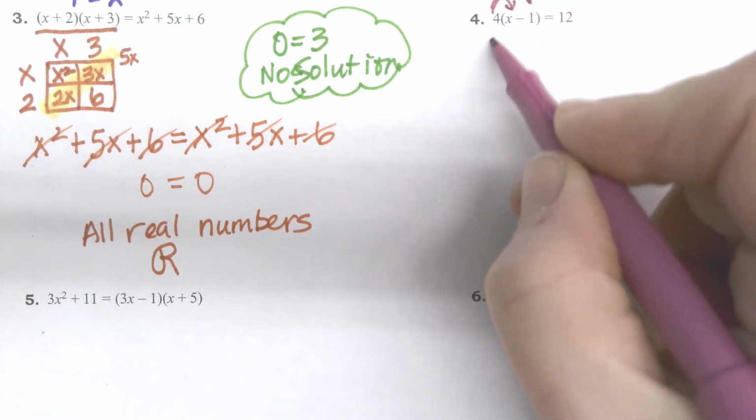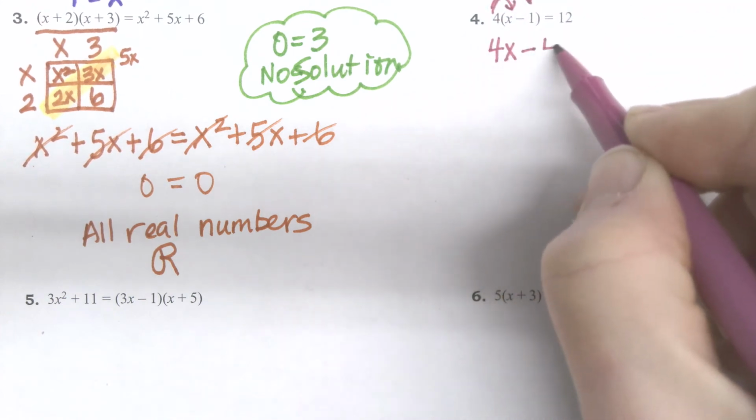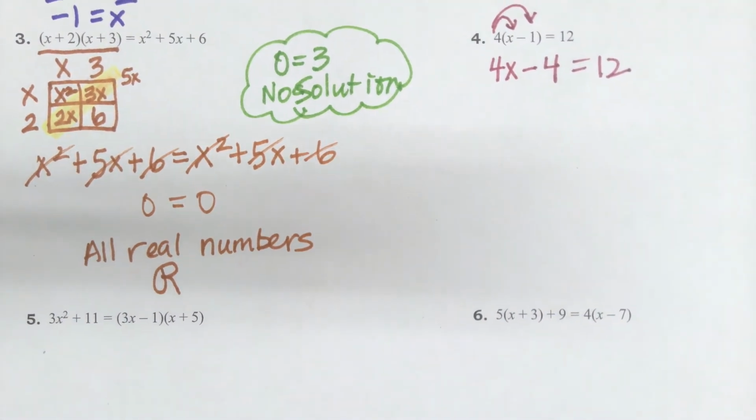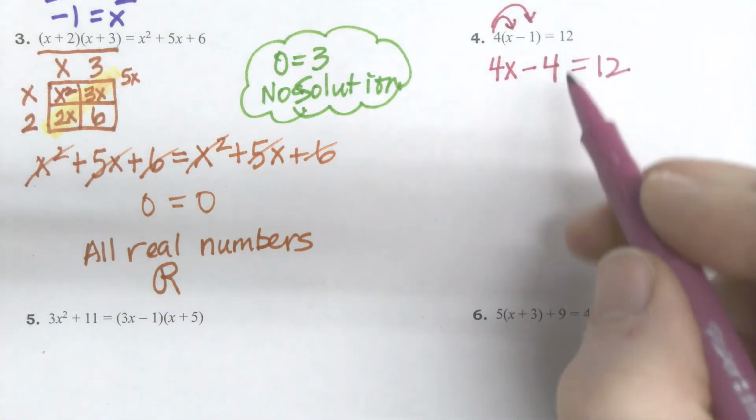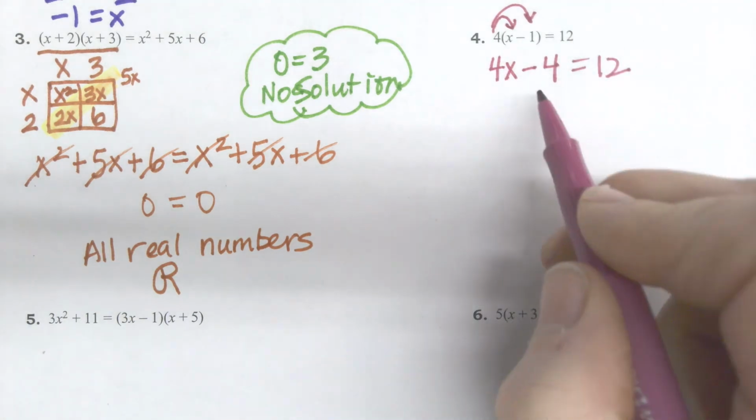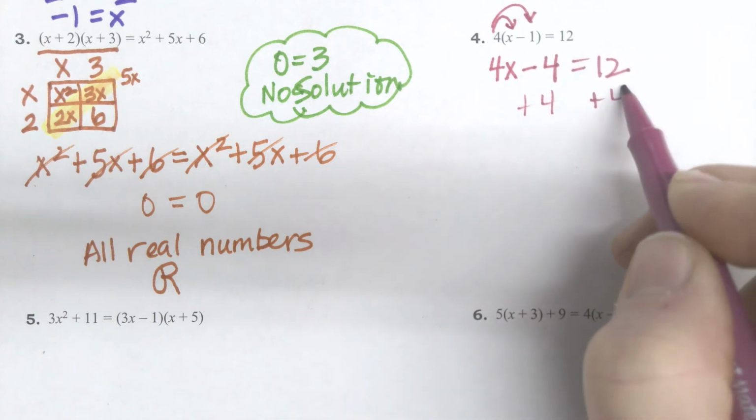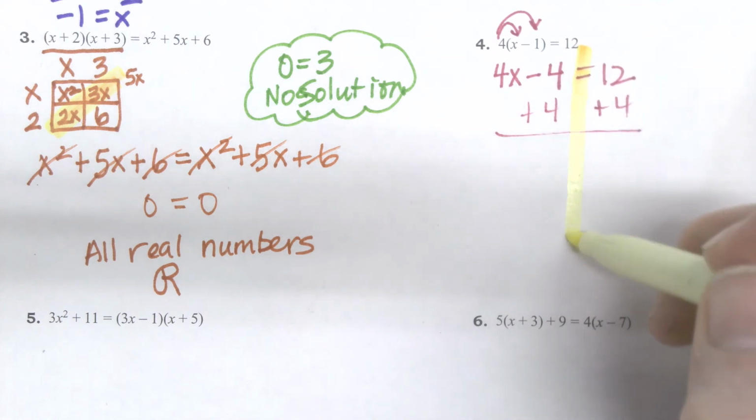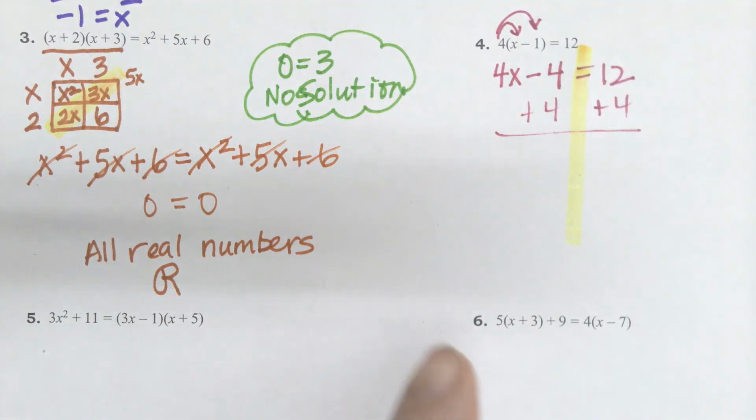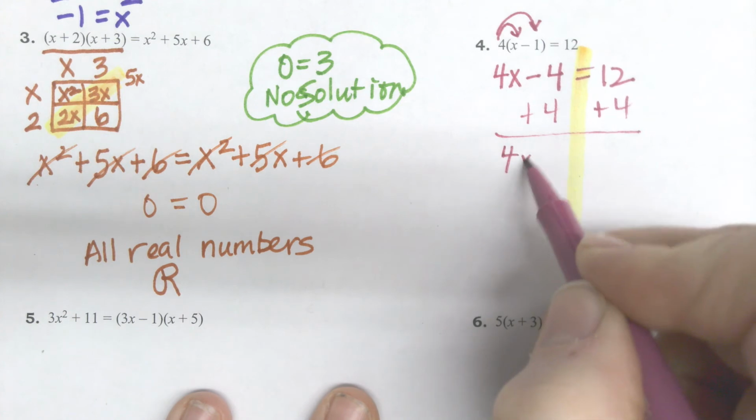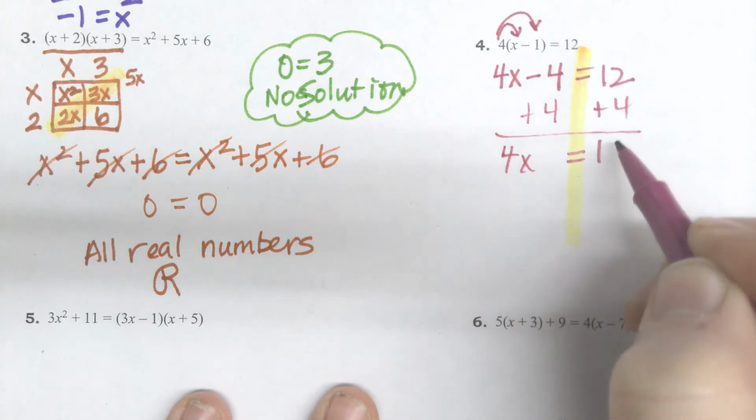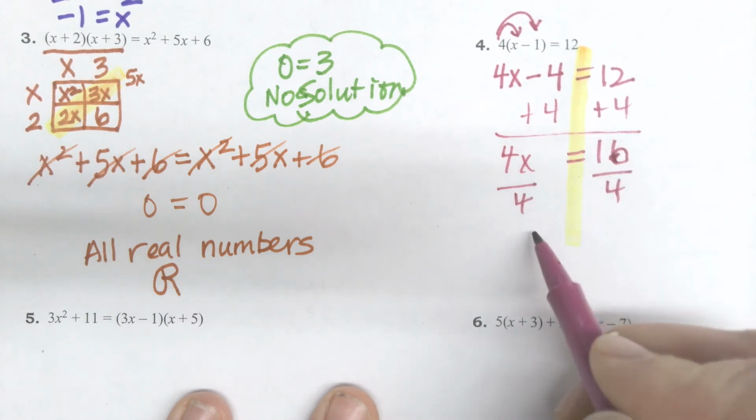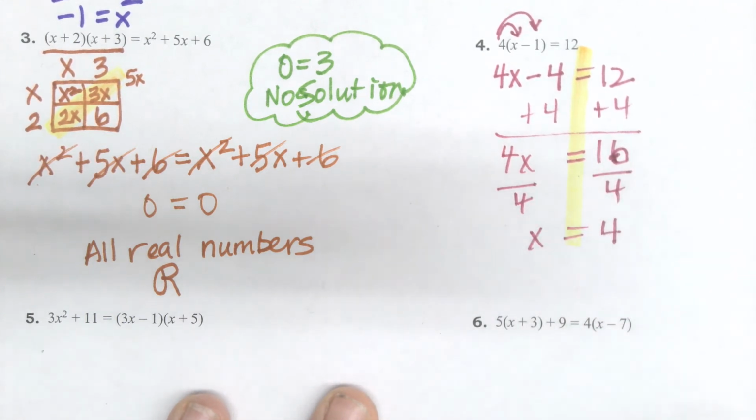Up with number 4, what do we do? Distribute. 4x minus 4 equals 12, and then solve. Tell me how to solve. You add the 4 on both sides. Remember, if you don't know what I mean by both sides, draw a line through the equal sign and make sure that you have duplicates on each side. So 4x equals 16. Divide by 4, x is 4. Final answer.